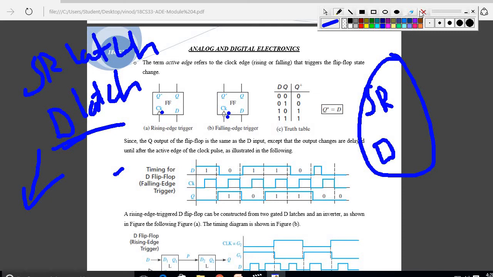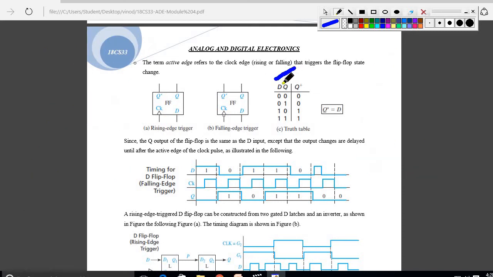Next we'll see this D input. So D is 0, so the Q plus should be 0, irrespective of any clock, it will store the previous value only.